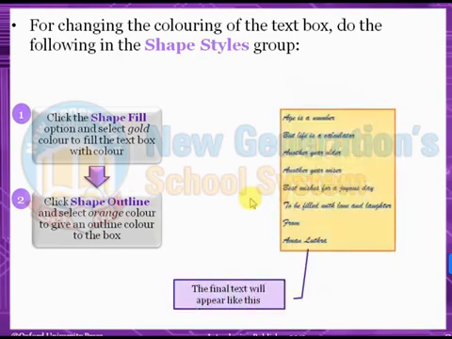Then afterwards the final text will appear like this. Now you can see students, first of all we changed its font, then we put color in this box, then we put an outline. Now this text box appears much better than before.